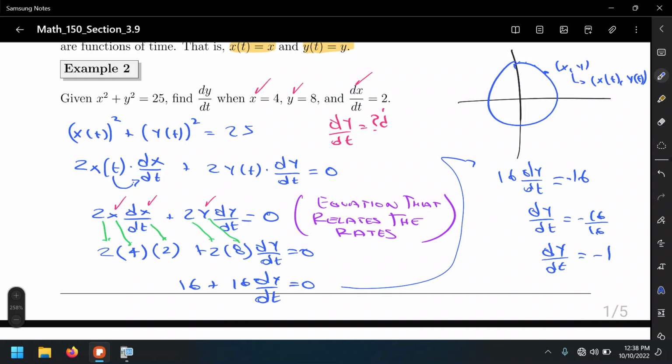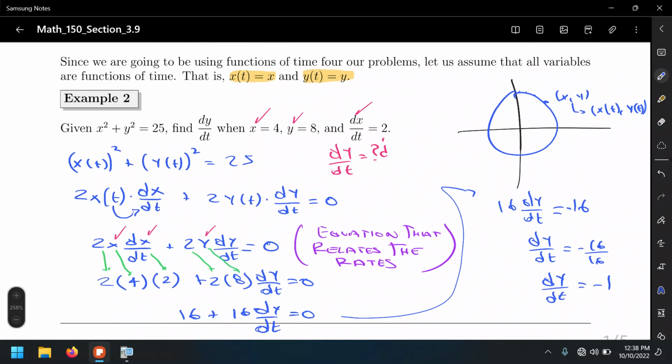Okay, what if we go to that point, the point x equals 4, y equals 8? It's going to go basically here. That means that's the slope, essentially negative 1 at that point. Right? That's the rate of change, dy dt. So that's how fast y is changing with respect to time. It's changing at a rate of negative 1 over 1, if you will.